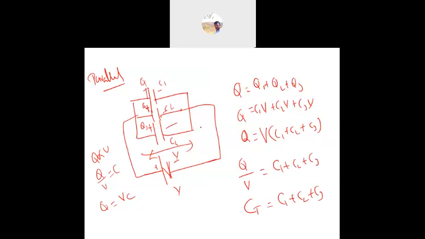So series is nothing but 1 by C, and parallel is nothing but the sum. That is the rule when capacitors are connected in series and parallel. So let me go to the basics first.